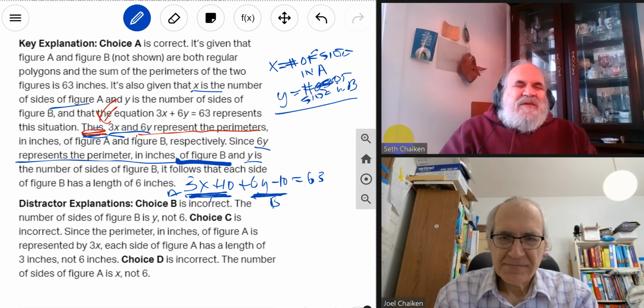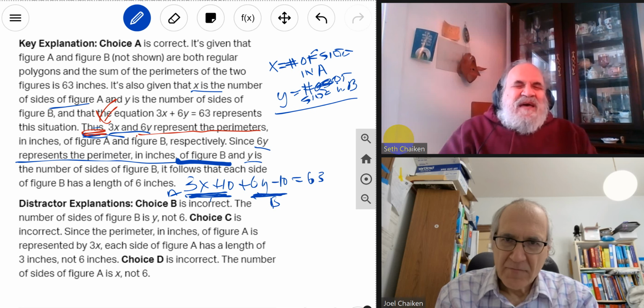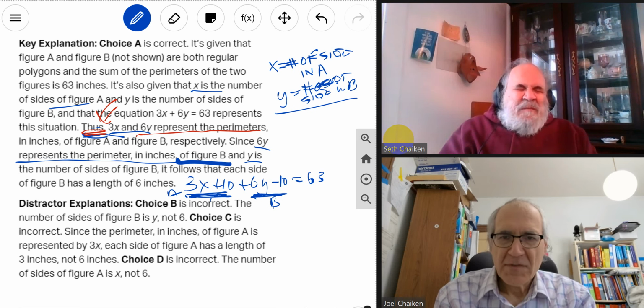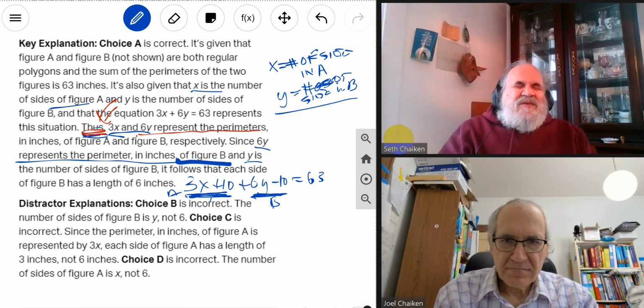Even though they tell you that x is the number of sides, 3x and 6y are numbers that add up to the sum of the perimeters. So I guess it is a pretty tight question. So now, let's see if we could determine what the values of x and y are in this situation.